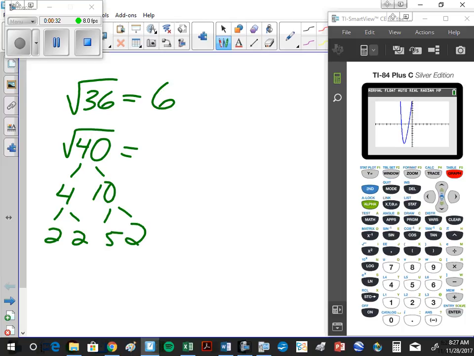Can I bring anything out? A set of 2's. I write a 2 on the outside. What's left on the inside? 2 times the square root of 10. Now, we call this the exact answer.